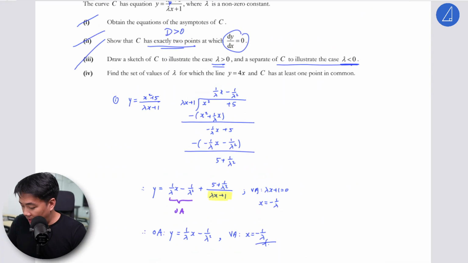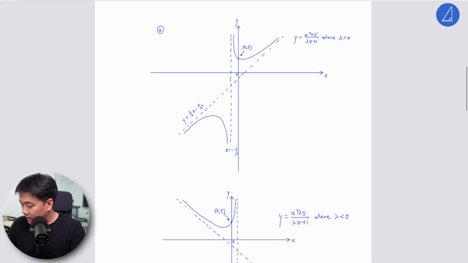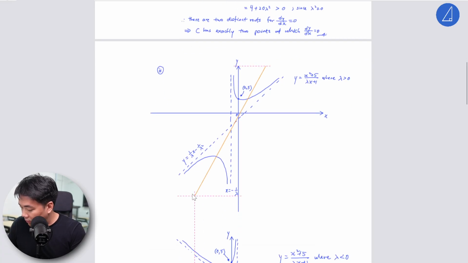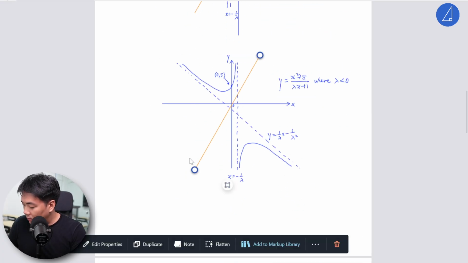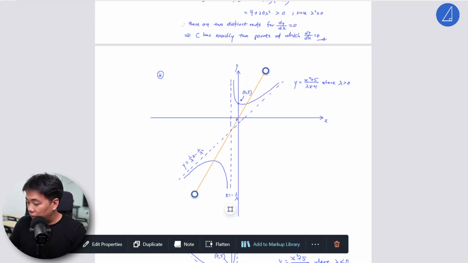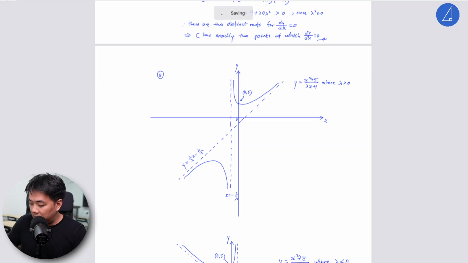Find the set of values of lambda for which this line and C have at least one point in common. Now, y equals 4x is actually a fixed line. So I could see from this diagram here, if I were to draw y equals 4x, it will be a line passing through the origin, right? Here and here as well. But the thing is, you wouldn't know how steep this is. It may cut this as well. So the 4x can be like that, right? What I'm trying to say is, it's not so easy to visualize the lambda here, whether it cuts or not.